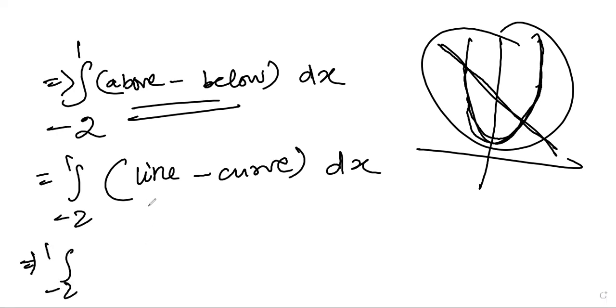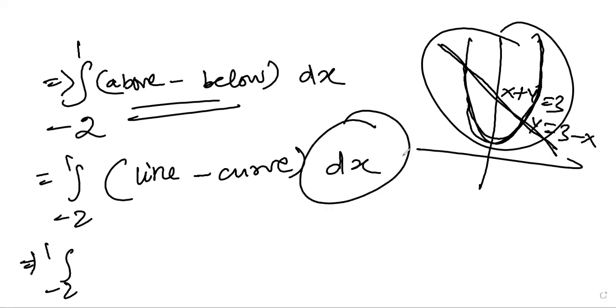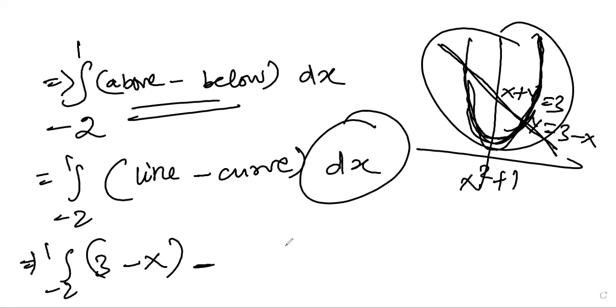What is the line? The line is x plus y is equal to 3. You have to write it in the form of y. So y is equal to 3 minus x, because you are integrating with respect to x, right? So you will be writing 3 minus x for the line equation. And the curve equation: what is the curve? The curve is the below one. The curve is x square plus 1. So x square plus 1 dx.